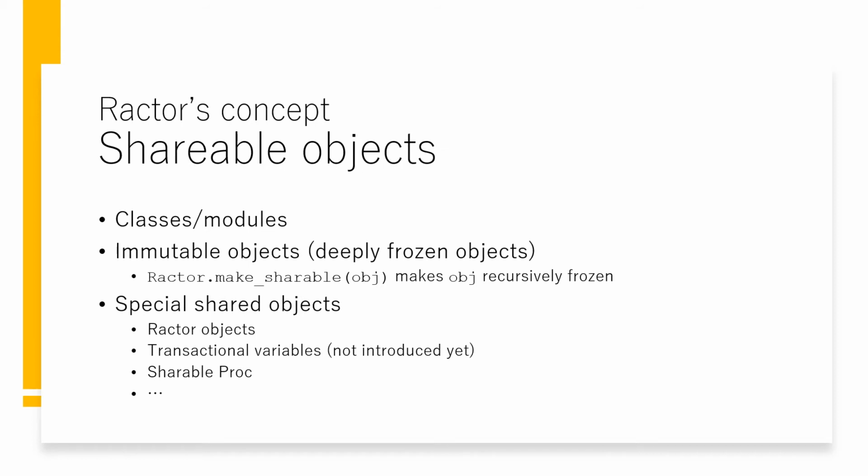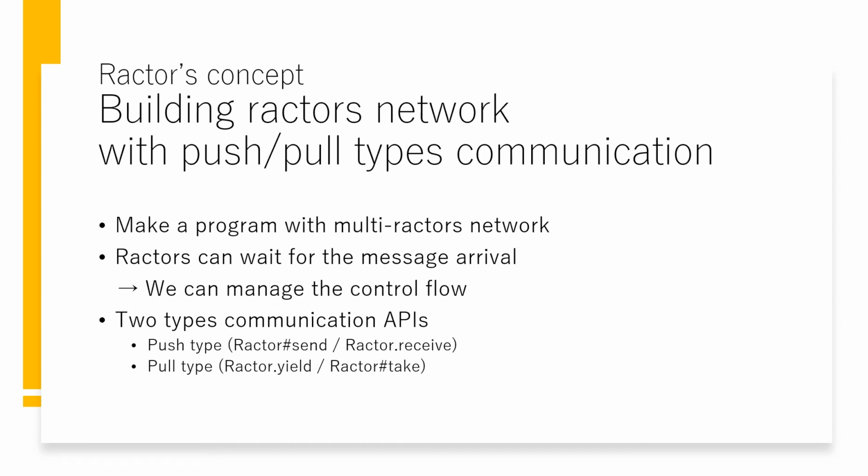Most objects are not shared between Ractors. However, there are several shareable objects: classes and modules, immutable objects, which means deeply frozen objects, and other special shareable objects such as the Ractor object itself. In Ractor programming, you will create a Ractor network using inter-Ractor communication APIs. A Ractor can wait for message arrival, so you can control the program flow. There are two types of communication APIs: push type, which consists of Ractor#send and Ractor.receive, and pull type, which consists of Ractor.yield and Ractor#take.